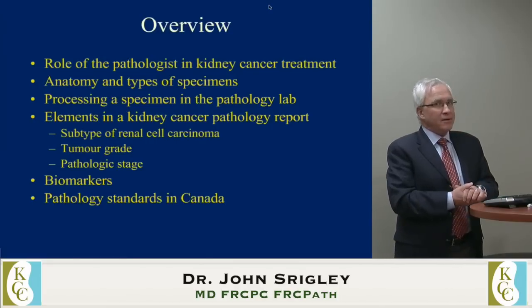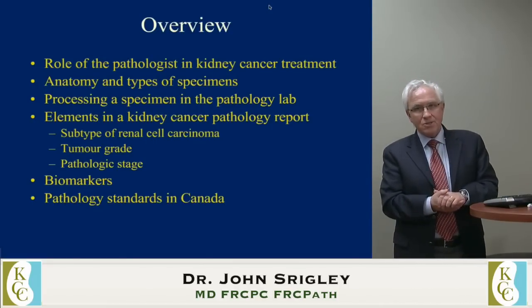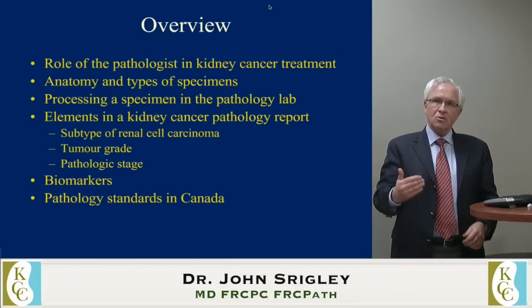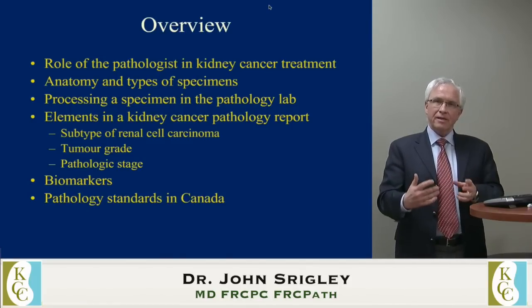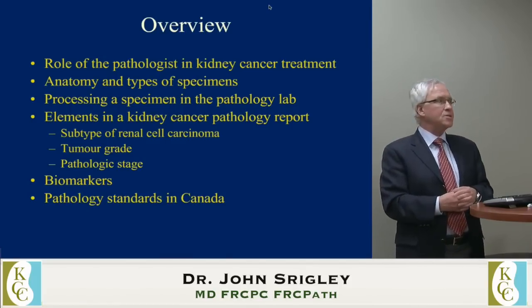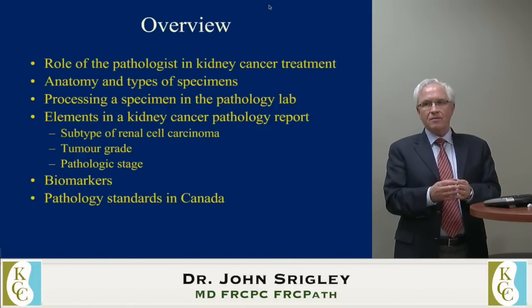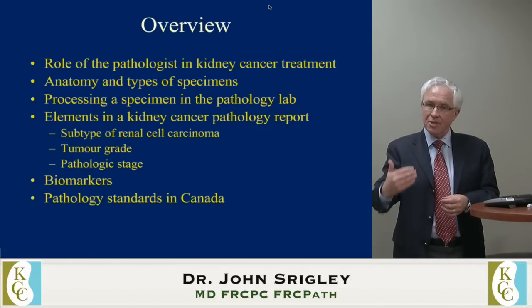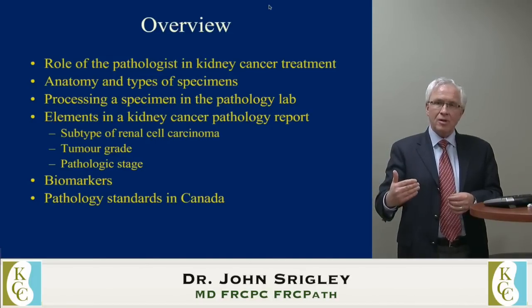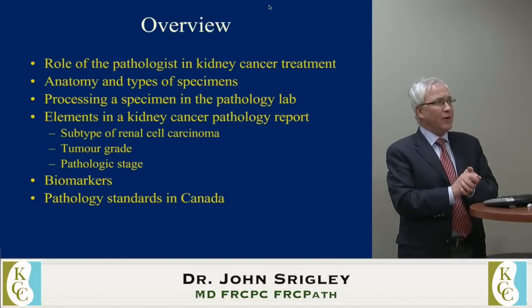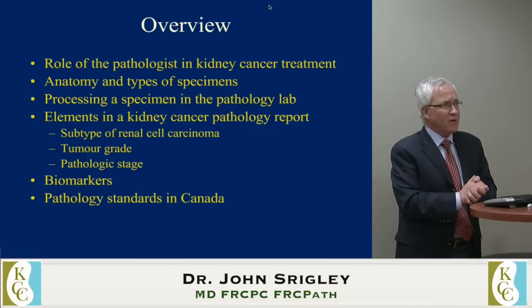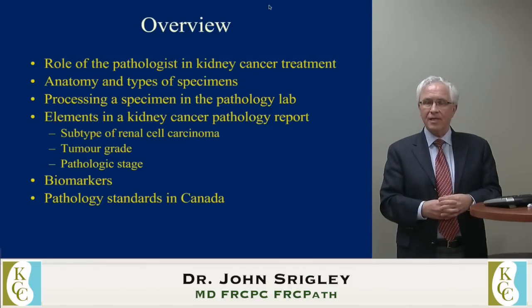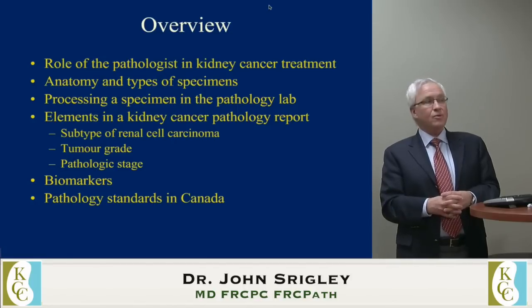So what I want to do tonight is talk a little bit about the role of the pathologist in kidney cancer treatment. We're going to talk a bit about the anatomy and the types of specimens that we receive. We'll talk about why it takes so long for you to get a result sometimes of your specimen on a kidney cancer, the whole issue of the processing of the cancer. Then I want to talk about the specific elements of the pathology report for patients with kidney cancer. We're going to talk about the subtype or the classification of the tumor. I'm going to talk a bit about the stage of the tumor, which Craig has already mentioned a little bit, and also a bit about the grade of the tumor. Then I'm going to mention a bit about biomarkers, and then I'm going to talk a little bit about pathology standards in Canada, because you probably heard some bad press about pathology over the last 5 to 10 years in Canada and elsewhere in the world as well.